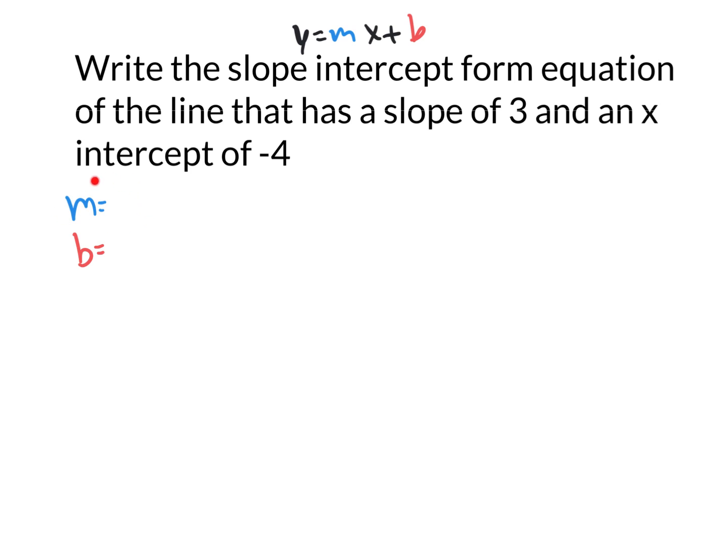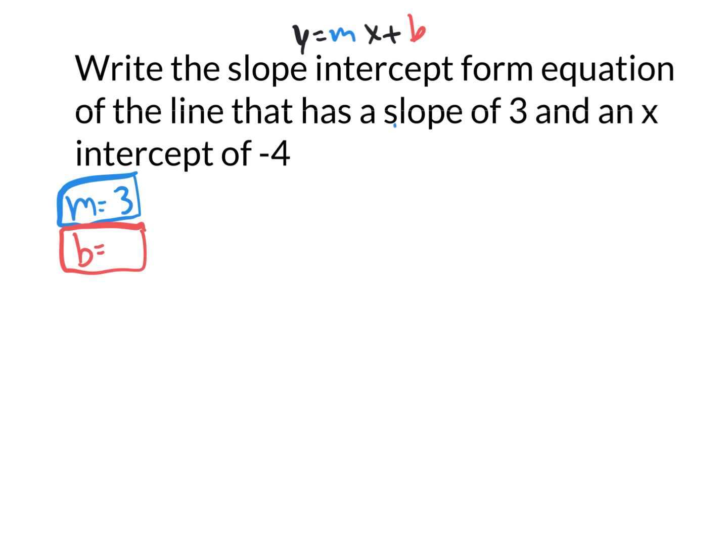Do they give us the m value? Yes or no? Yes. What is the slope value? 3. So they give you the slope value. We still need the b value, okay? Do they give us a y-intercept? No, they don't. They give us an x-intercept. That's not the same thing as a y-intercept, all right? So we really need to think about what information they're actually giving us.